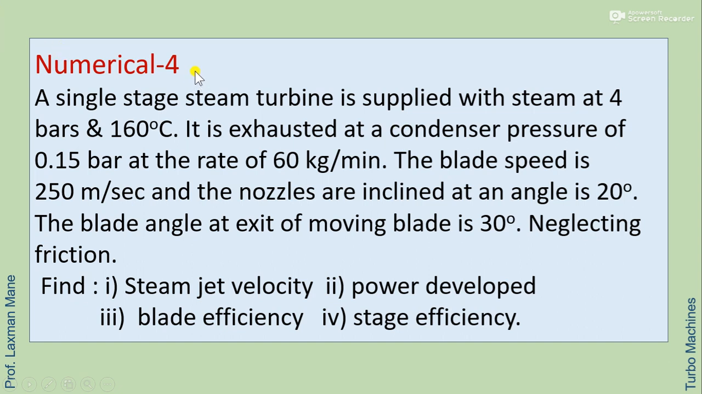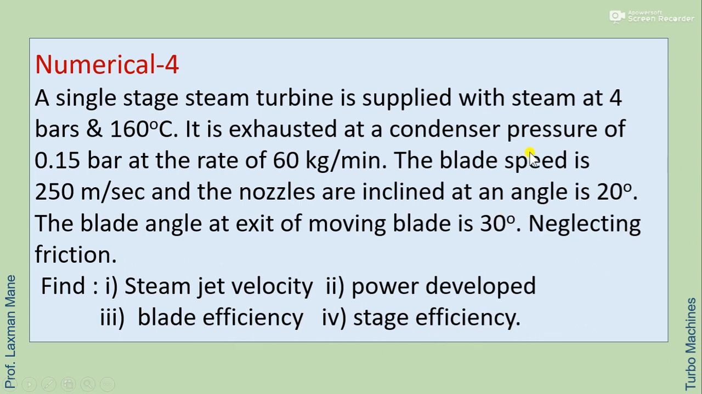Fourth numerical: in that, steam is supplied at 4 bar and at a temperature of 160 degrees Celsius. It is exhausted at condenser pressure of 0.15 bar at the rate of 60 kg per minute. The blade speed is 250 meters per second. Nozzles are inclined at 20 degrees. Blade angle at exit of moving blade is 30 degrees. Neglecting friction, we are asked to calculate steam jet velocity, power, blade efficiency and stage efficiency.